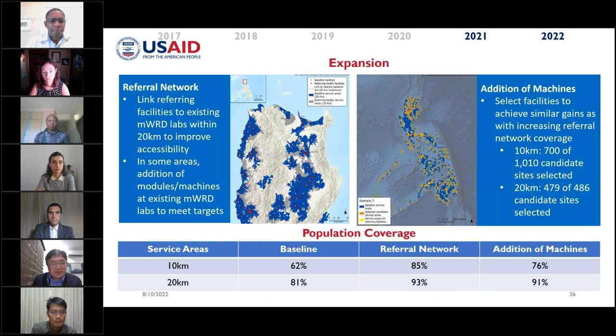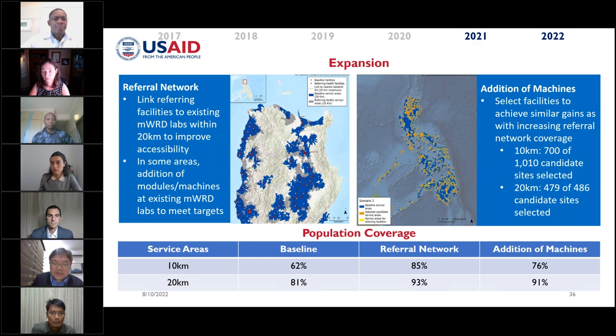In terms of expansion for the referral network, linking referral facilities to existing WRD labs within 20 kilometers will drastically improve accessibility and will increase the population coverage from 81% to 93%. Now, in some areas, addition of modules, machines, will be able to augment the population, the need for testing, and to establish WRD laboratories.